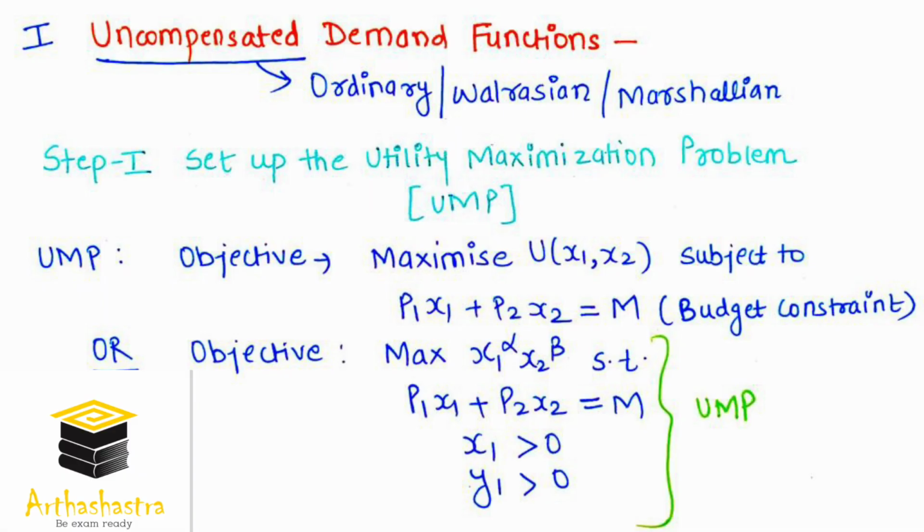So our objective is to maximize the utility function subject to the budget constraint, which we write mathematically: maximize x1 raised to the power alpha, x2 raised to the power beta, such that P1 x1 plus P2 x2 is equal to his income, that is M. Our other constraint is that x1 and x2 should be greater than 0, that is, consumption is non-zero and non-negative.